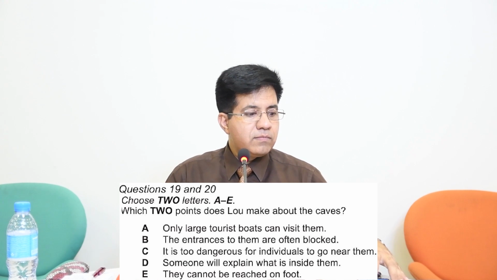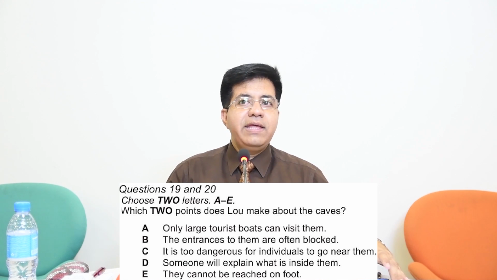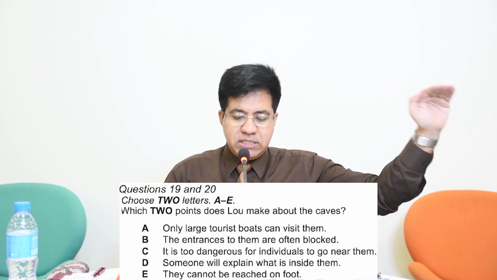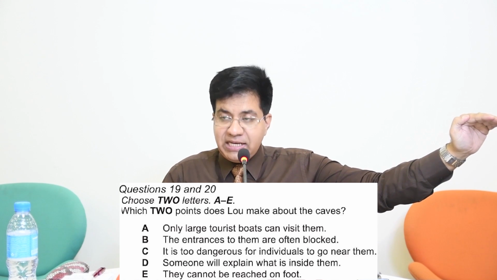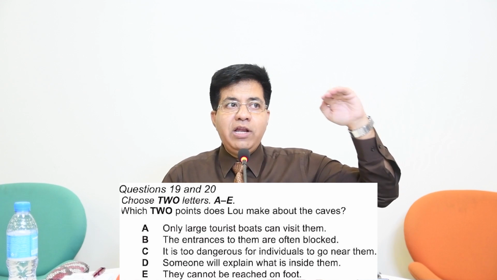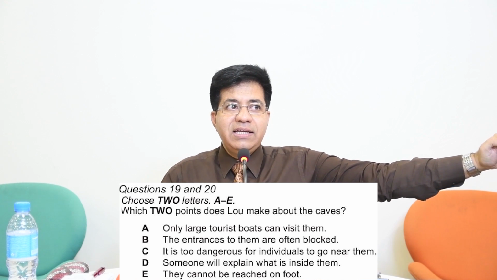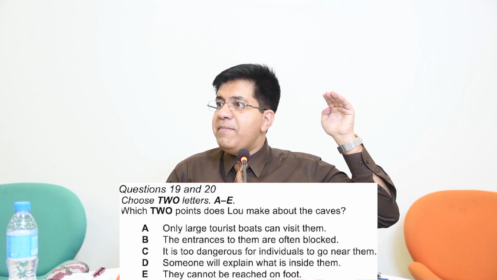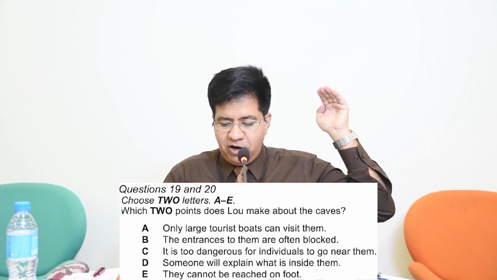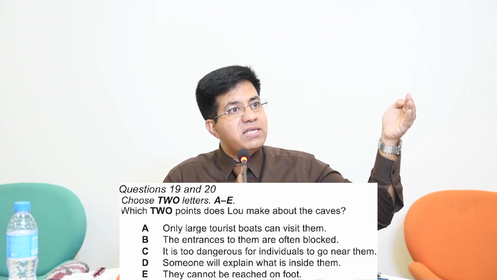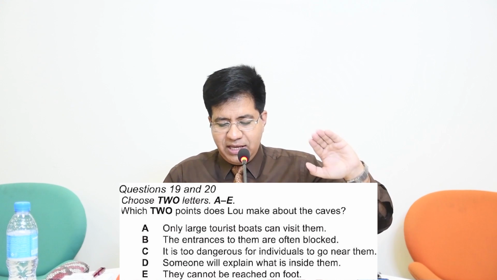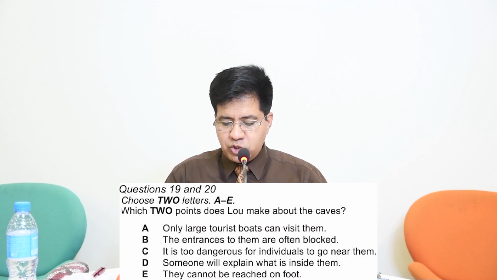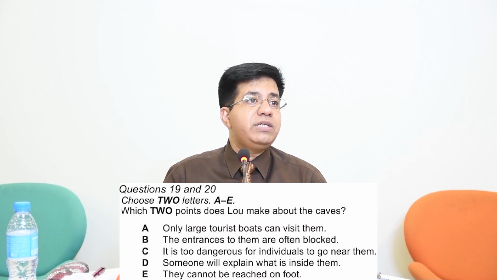They can only be approached by sea. Option E, they cannot be reached on foot. They can only be approached by sea means they cannot be. See how clever they are. How complicated they make IELTS for us. So they can only be reached by sea means they cannot be reached on foot. So first correct answer is option E.